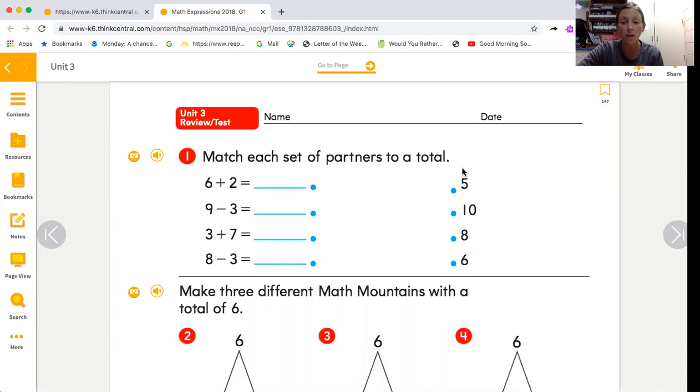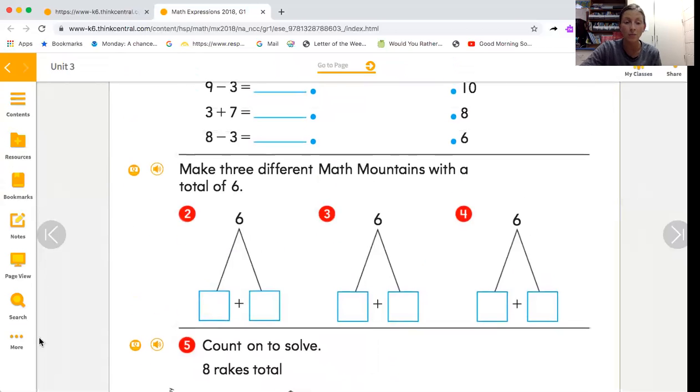Which one of these set of partners, which one does 9 minus 3 go to? Which one does 3 plus 7 go to over here? Which one does 8 minus 3 go to over here? Again, go ahead and pause, solve all of those 4 problems, and we'll move on to problem number 2.